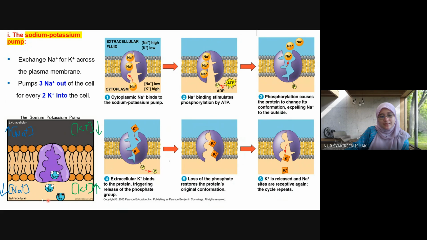Because in the cell, sodium is low, sodium ion binds to the binding site. Then ATP comes, hydrolysis happens. The terminal phosphate is released and attached to the sodium potassium pump. It causes the sodium potassium pump to change, releasing sodium outside. So it exposes the binding site for potassium. Potassium from outside binds to the binding site. Phosphate is released. The protein changes back to its original shape, releasing potassium into the cell. That's all.